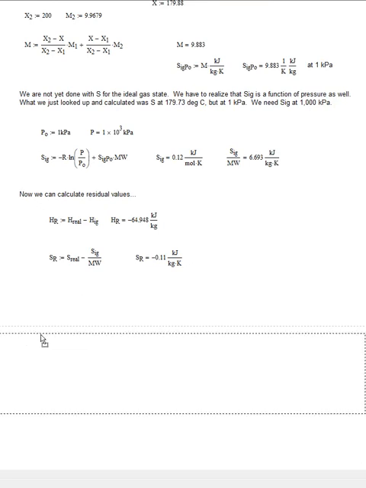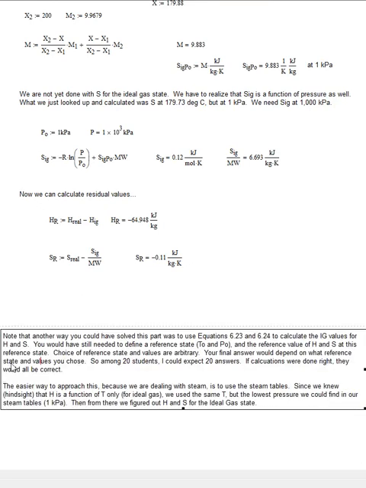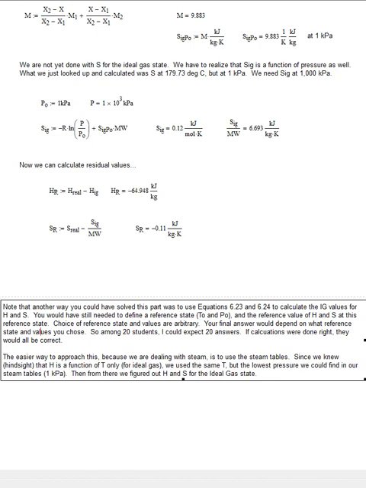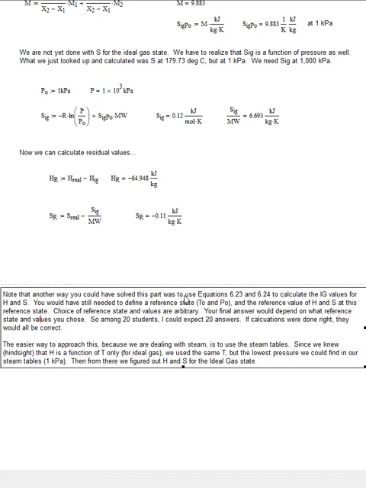Something else you might have thought about as you looked at this problem. There's another way that you could have calculated the ideal gas value of enthalpy and entropy at these conditions. We could have used equations 6.23 and 6.24, which is just delta H is equal to the integral of Cp dT, and delta S is the integral of Cp dT over T minus R ln(P2 over P1).